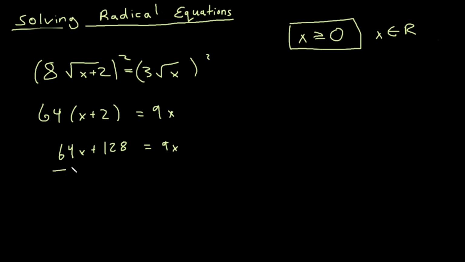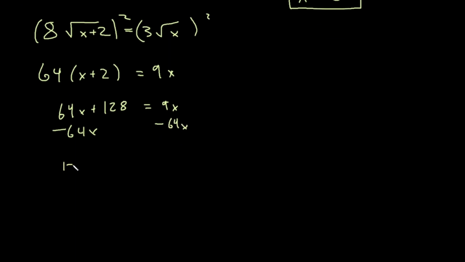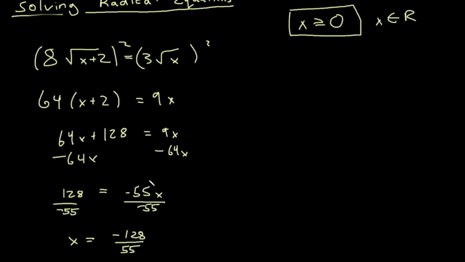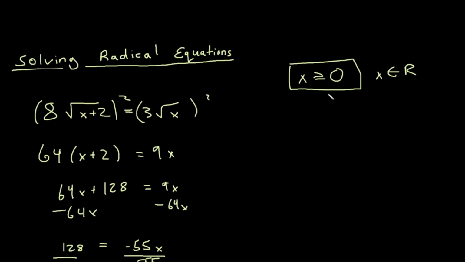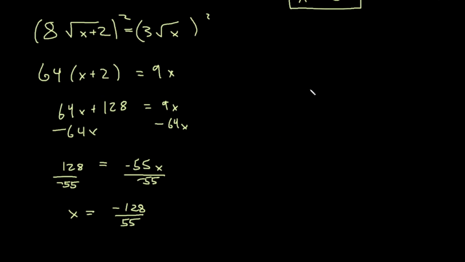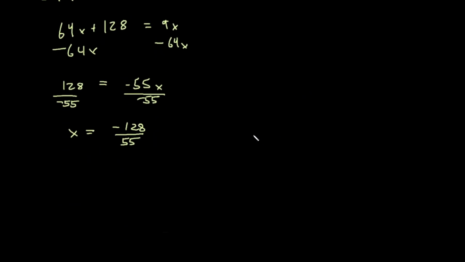Now let's subtract 64x to isolate our variable. So we'd have 128 is equal to negative 55x. Now let's divide by negative 55. So we'll have x is equal to negative 128 over 55. Now, let's take a look at our restriction quickly. Turns out this does not satisfy our restriction, since we have a negative value and we know that x has to be greater than or equal to 0. So we know that this doesn't satisfy our restriction.